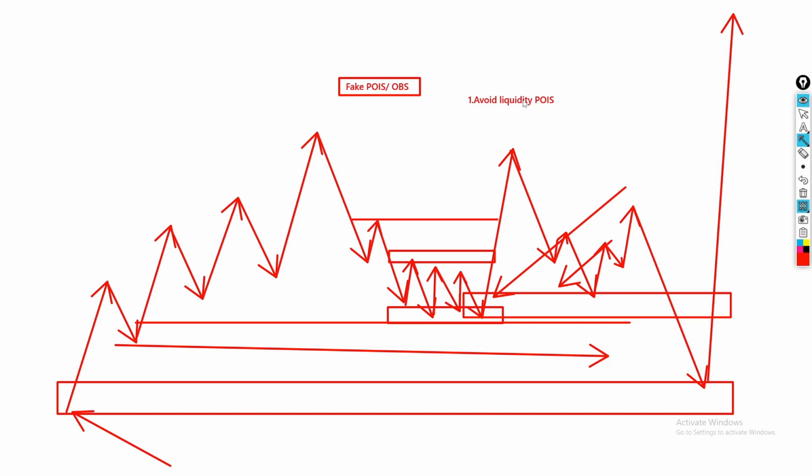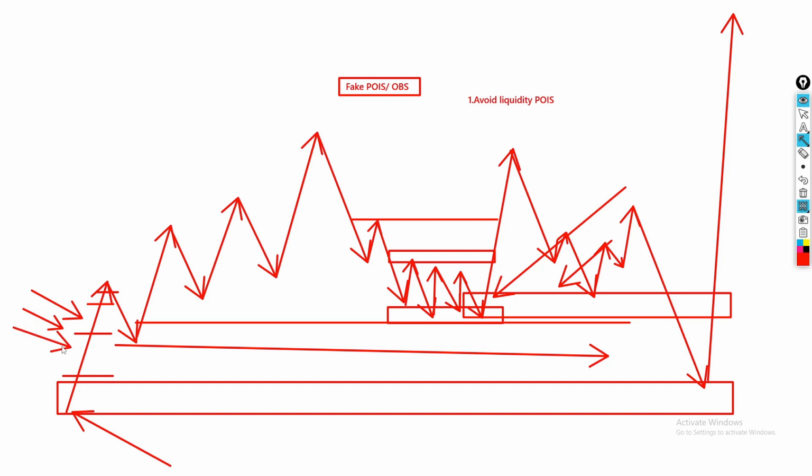It's pretty simple. Just simply avoid POIs that are sitting on liquidity, whether that be trendline liquidity, whether that is double bottom, session time liquidity. It really doesn't matter. Just avoid those POIs and have the patience to wait for those actual points of interest that are not sitting on liquidity, that do have imbalances on the way up, which signifies to you that banks actually introduced orders at those points, right?